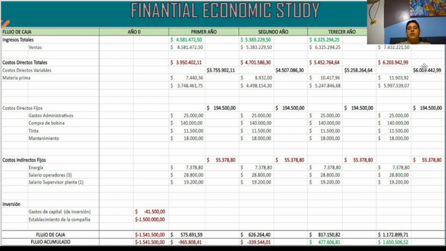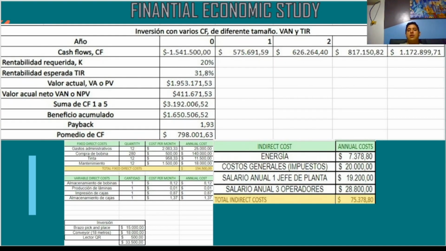In the second year, the profit will increase to $626,000, and the deficit will decrease to $339,000 in this year. By the third year, a profit of $827,000 will be realized, recouping the initial investment and generating an additional profit of $477,000. Finally, the fourth year will yield profits of around $1.1 million, surpassing the investment amount by approximately $1.6 million. The analysis also included the calculation of the internal rate of return, IRR, for each year's cash flow.